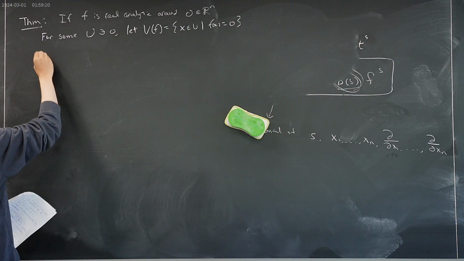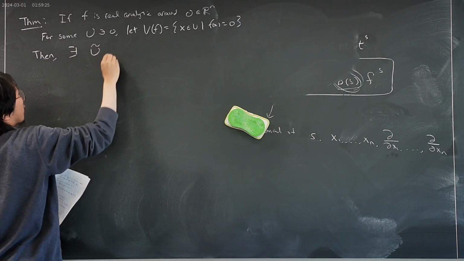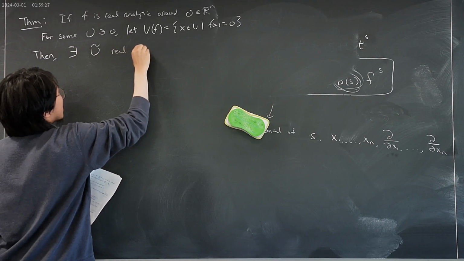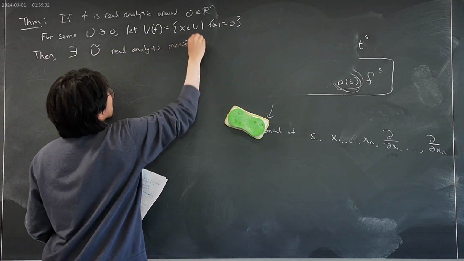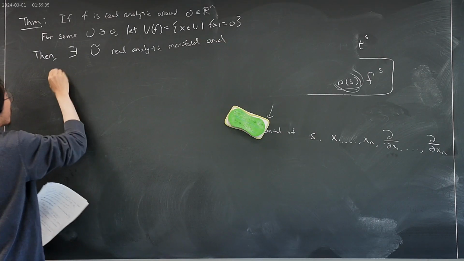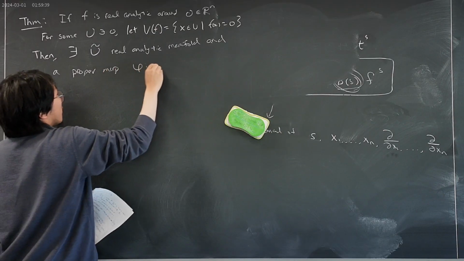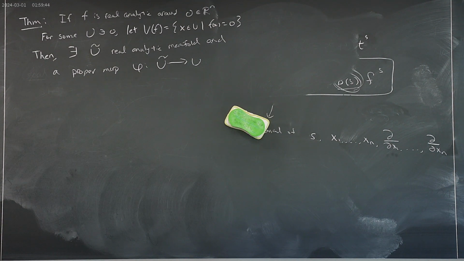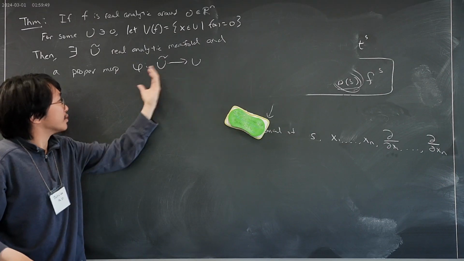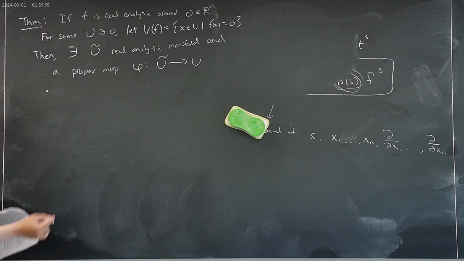Then there exists some real analytic manifold U tilde and a proper map phi from U tilde to U satisfying the following. First of all, let me define what a proper map is. A proper map is a map such that the pre-image of a compact set is compact. And we'll see how this condition is useful.